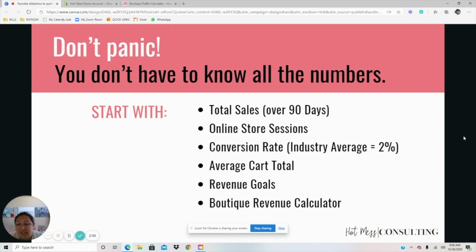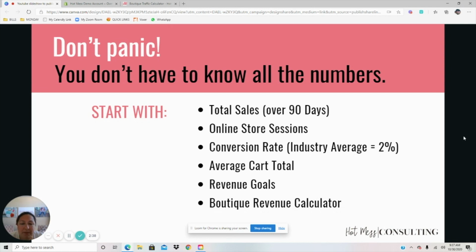Your total sales. I know that you guys all have that one down, whether it's good or bad. Your online store sessions, so your actual website hits, right? Your conversion rate. Keeping in mind that the industry average is only 2%, so you need a lot of hits to really see traction in sales. Your average cart total, so when people are actually converting, buying, what is their average cart total and how can you increase that? Your revenue goals, so also have goals in place.